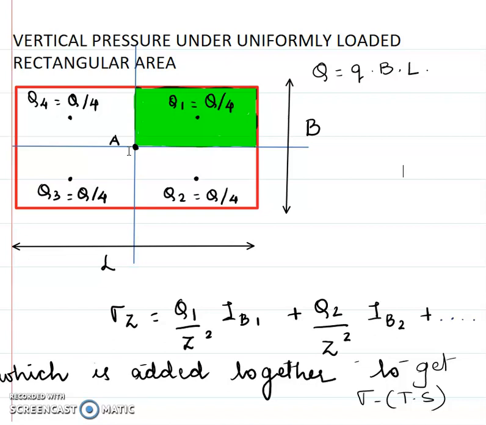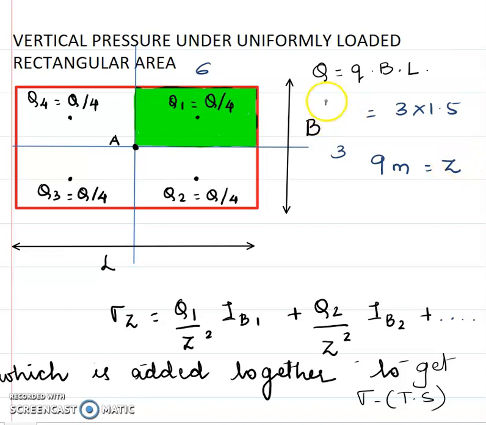Okay, so let's say this area is around, I'm just writing, you please draw the figure. Let's say this area is around 6 by 3, okay, where L is 6 and B is 3. So what will be the dimension of each of these areas? Each of these areas will be 3 by 1.5. Let's say I need to find out the stress at a depth of 9 meters.